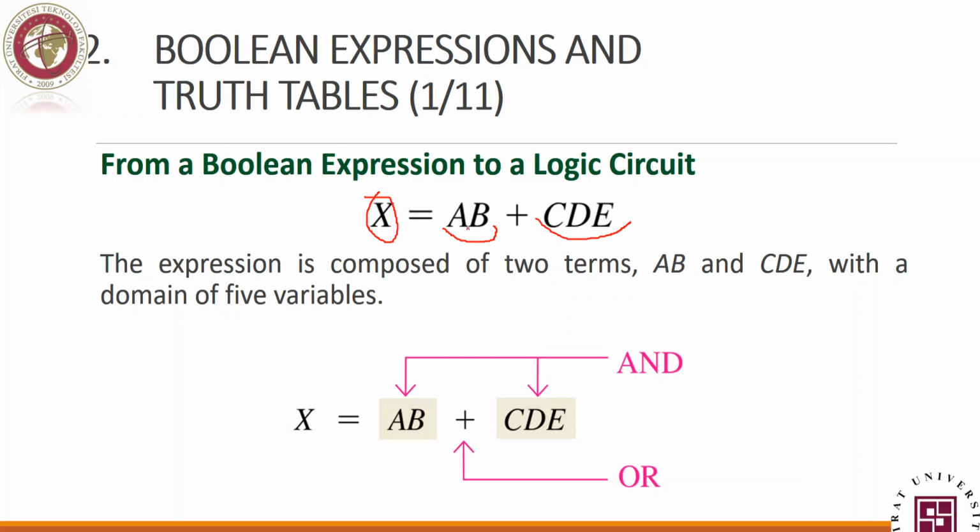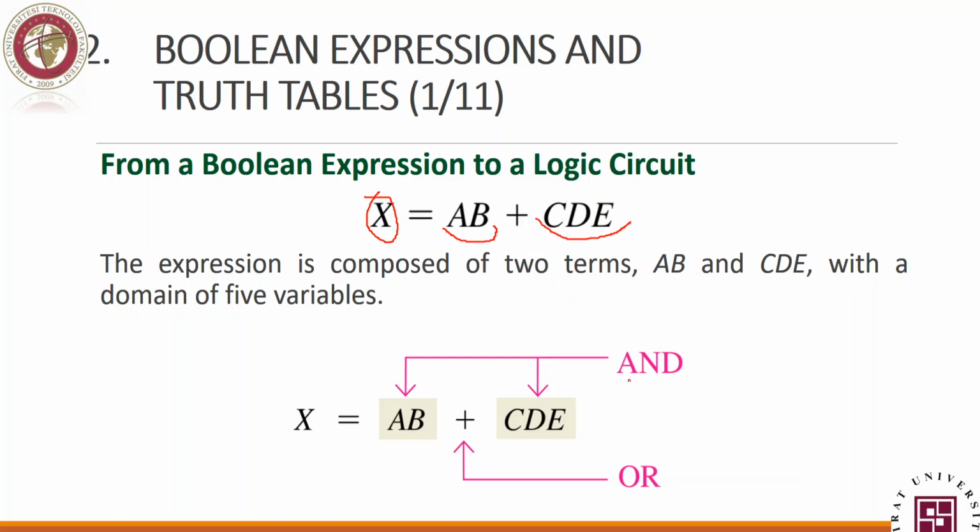So for this one, we have two terms which are ORed, and these terms are ANDed with their own variables. How many variables do I have here? A, B, C, D, E, 5 variables. All right, 5 variables. How many gates can I realize this expression with? Now look, one AND gate for ANDing A and B, and another AND gate for C and D and E. And then one OR gate for summing up.